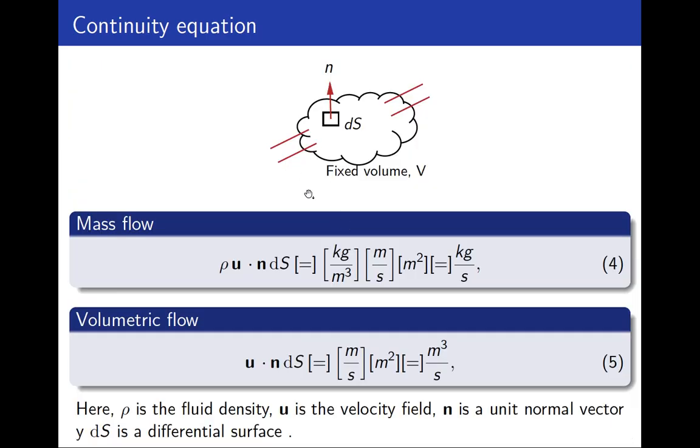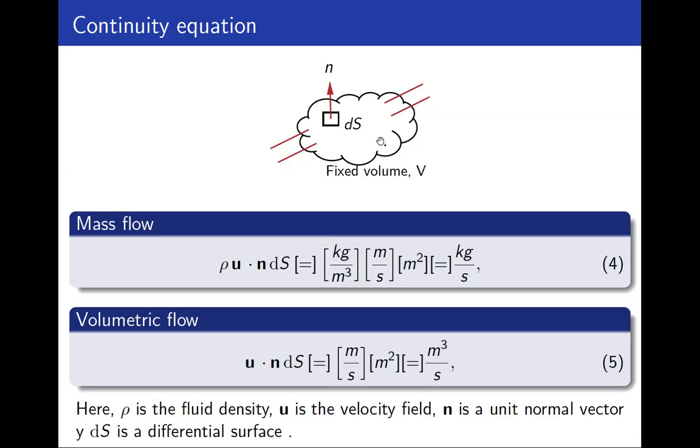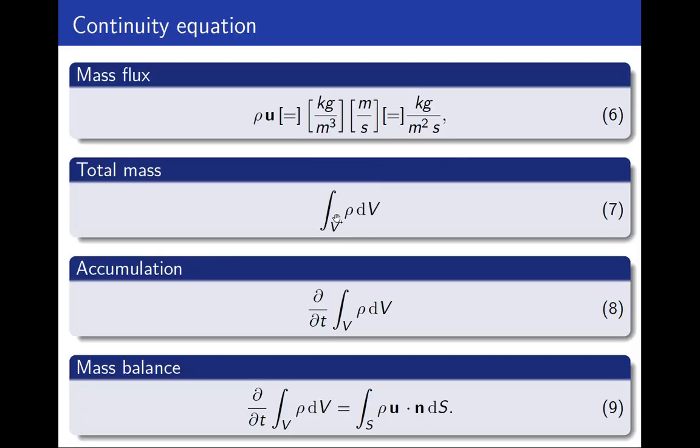If we multiply the density and integrate it over the volume, that means we estimate the volume integral of the density in this volume control, and we will get the total mass of the fluid. And then we can also obtain the derivative with respect to time of the total mass. I will explain this concept in a second.